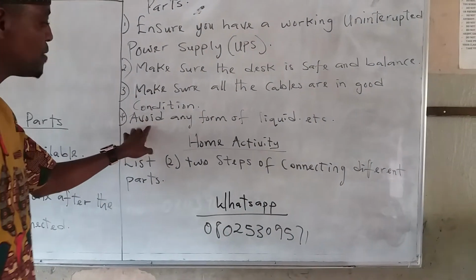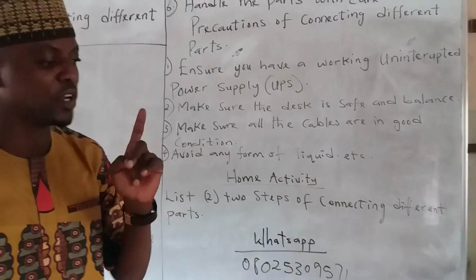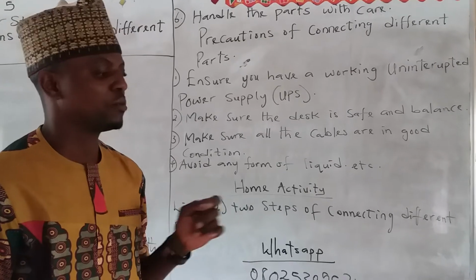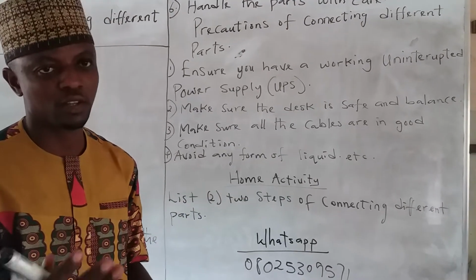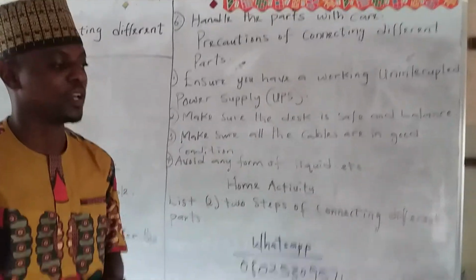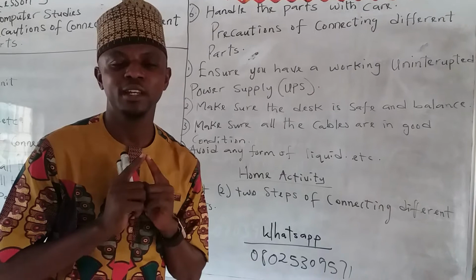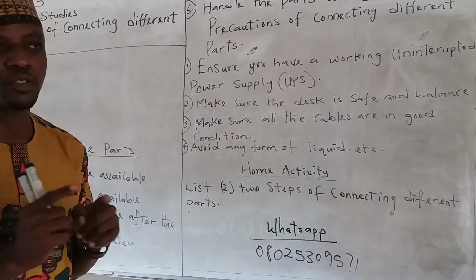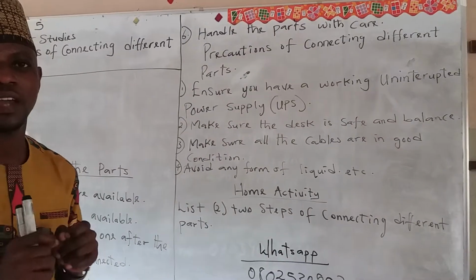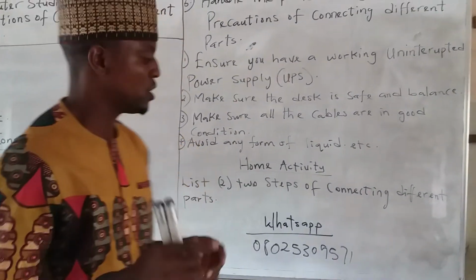Then you avoid any form of liquid. Sincerely, you need to avoid any form of liquid, okay? Because in order not to be electrocuted, just as I usually tell you in the class, in the computer lab, that whenever you come into the computer lab, you make sure you don't come with any liquid whatsoever, be it drugs or water, anything that is liquid. Do away with it while you are operating your computer.